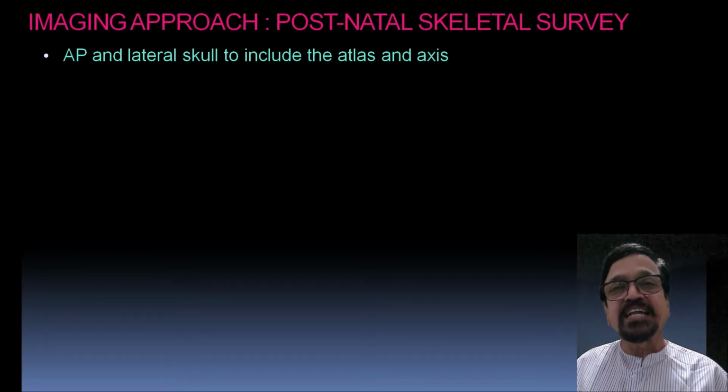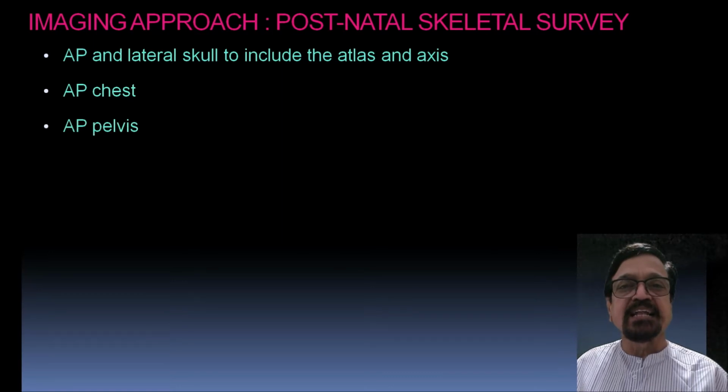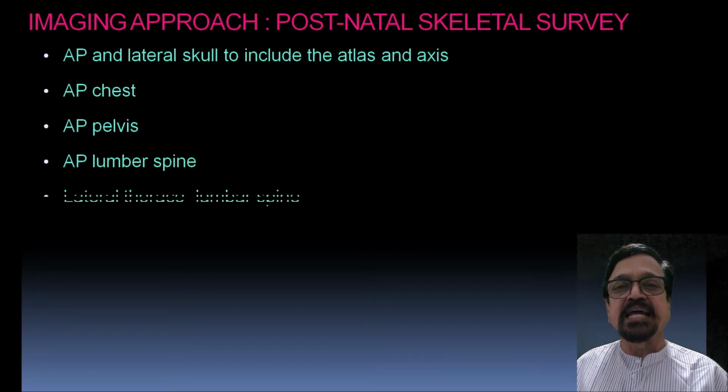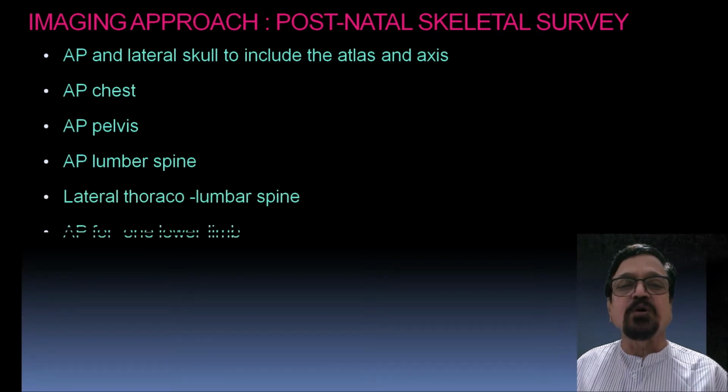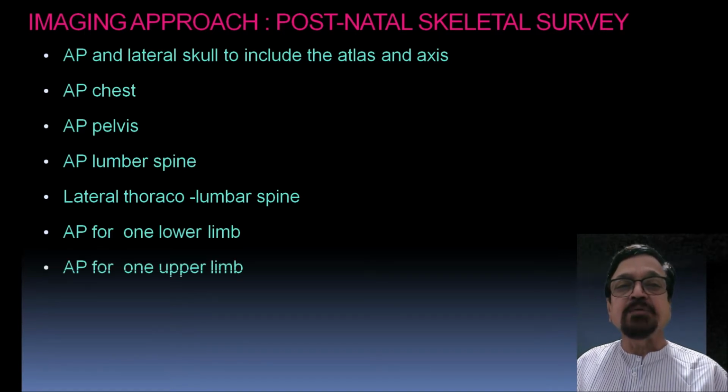Now, which are the X-rays taken? That is AP and lateral skull to include the atlas and axis. Then AP chest or PA chest, then AP pelvis with both heads, as it is popularly called, then lumbar spine, AP and lateral. The thoracolumbar spine is essentially more important than the lumbosacral spine because a lot of changes are there at the junction of the thoracic and lumbar vertebrae. Then for limbs we can take AP, which is more informative than lateral, but as per requirement after AP, we have to top up with oblique or lateral.